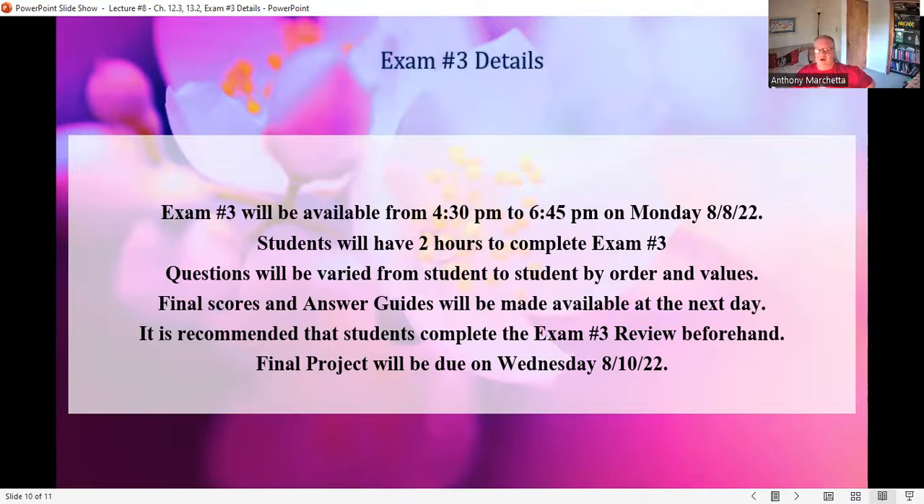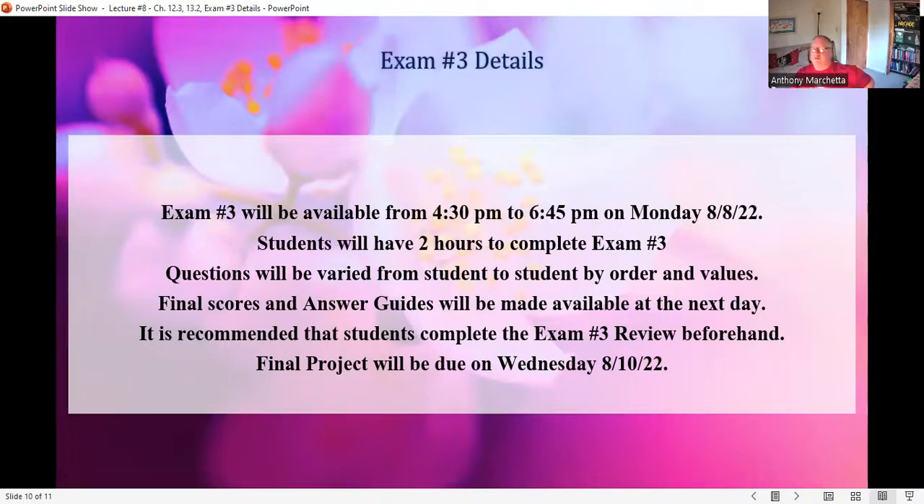As usual, it will be open from 4:30 until 9 p.m. at night on Monday. I don't know why that says 6:45, that's not correct, it should be until 9 o'clock. You'll have 2 hours to complete it once you open it. Your questions will be varied from student to student and by order and values. There will be final scores and answer guides made available the next day, and it's recommended that you do exam number 3 beforehand. Your final project will be due on Wednesday, the 10th.